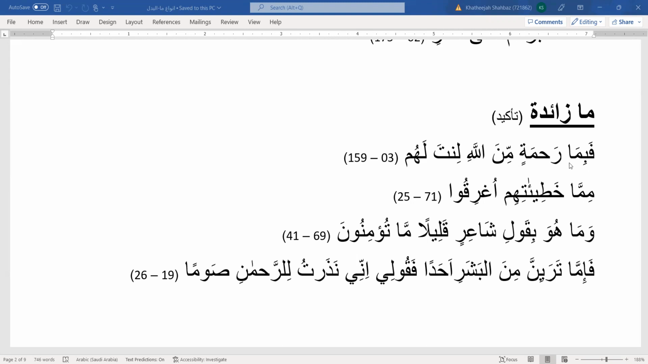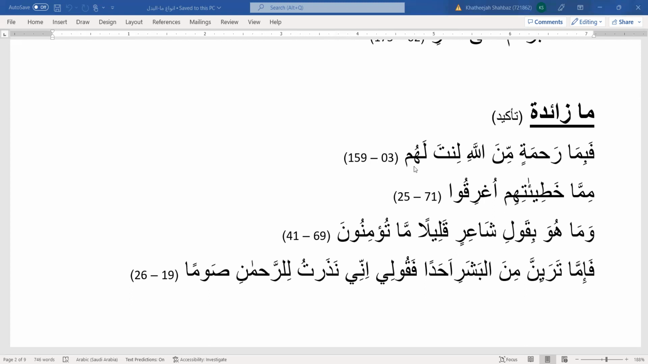But if I remove ma, I don't translate ma, then you see what happens. Then, so with mercy from Allah, you were lenient to them, or you can say because of the mercy from Allah, you were lenient to them. Now it makes sense. What I'm trying to say is, if I don't translate ma and just ignore it, then this sentence makes sense. Okay, that is why this ma is ma zaida.